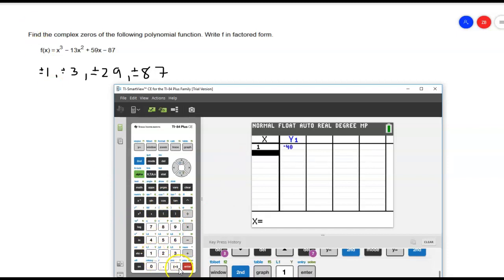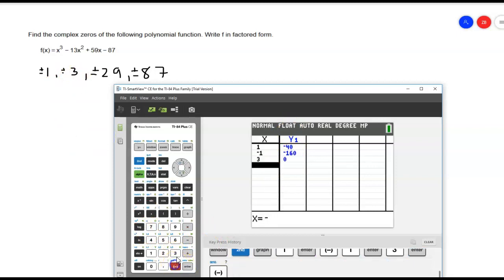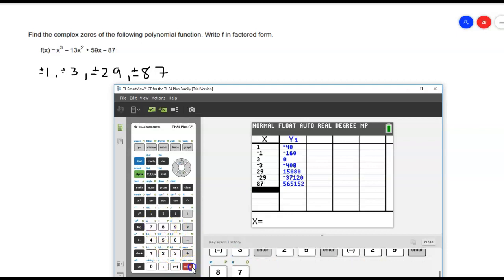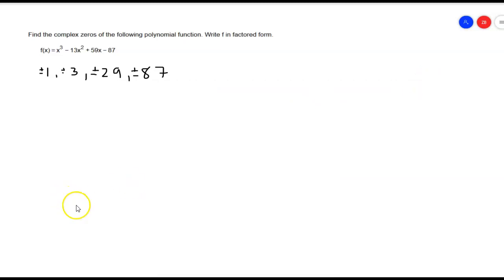1, no. Negative 1, no. Now I'm going to try 3 and negative 3. Remember, I'm looking wherever I get a 0 over here. So 3, oh, there we go. And negative 3. And let me go ahead and just try all of them just to make sure I don't have any more. So 29, nope. Negative 29, nope. 87, no. And negative 87, no as well. So the only one that I'm looking at at this point is 3.